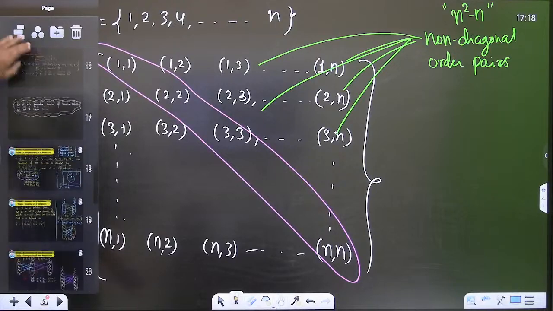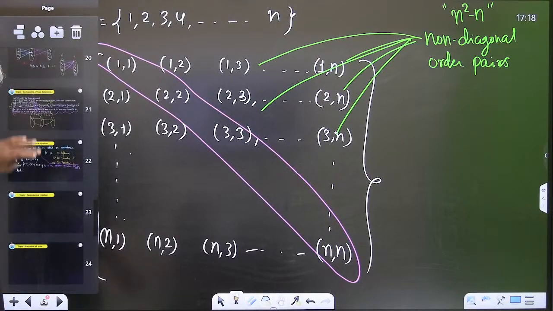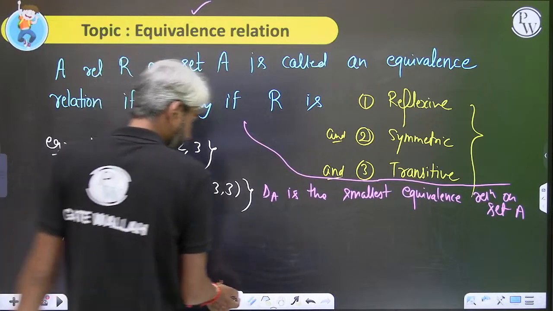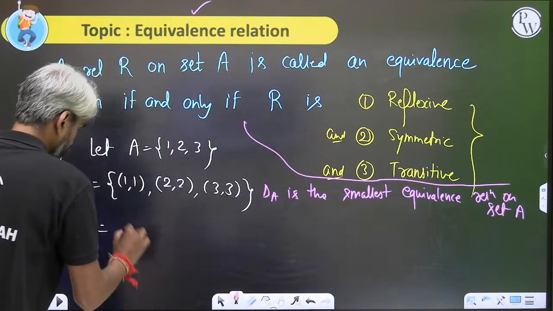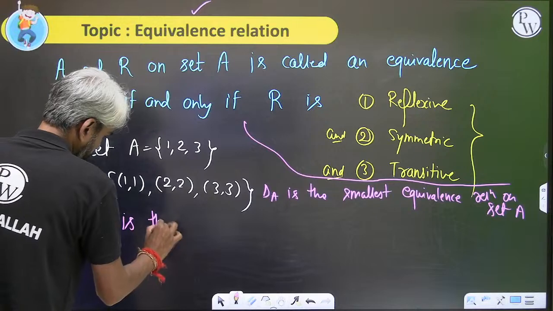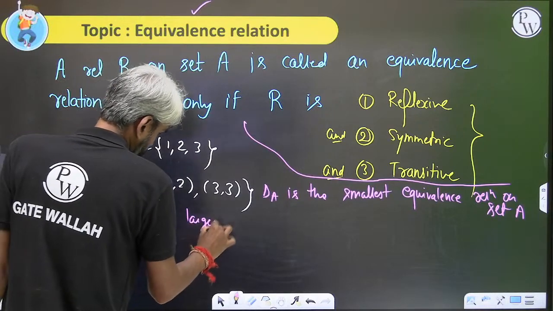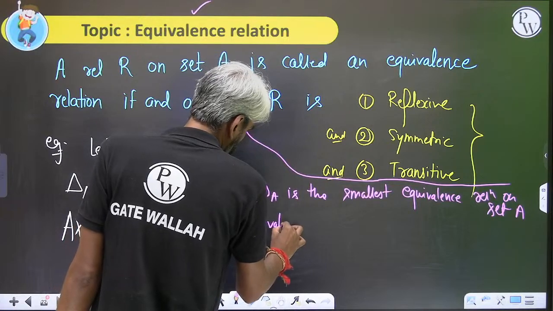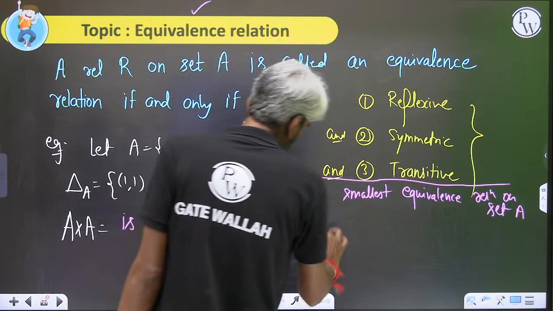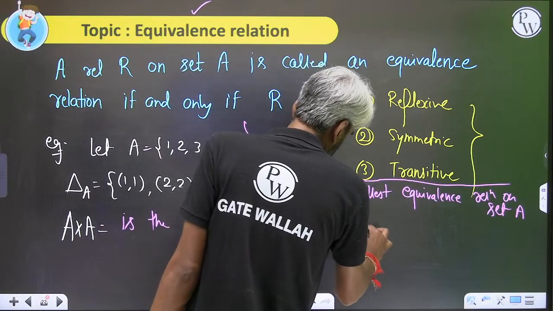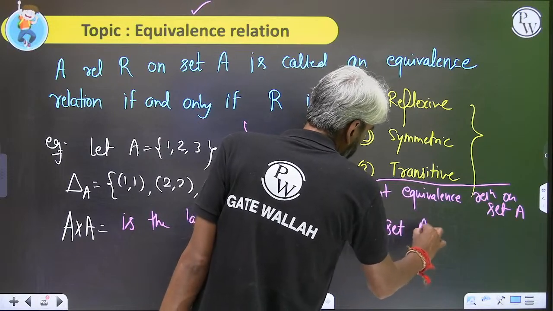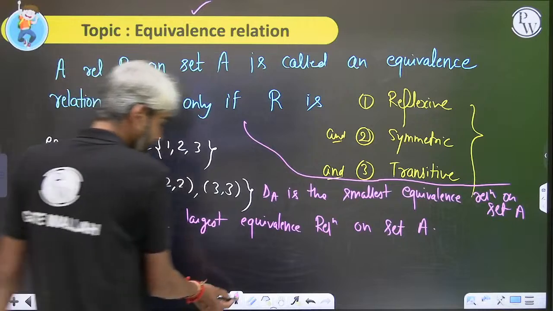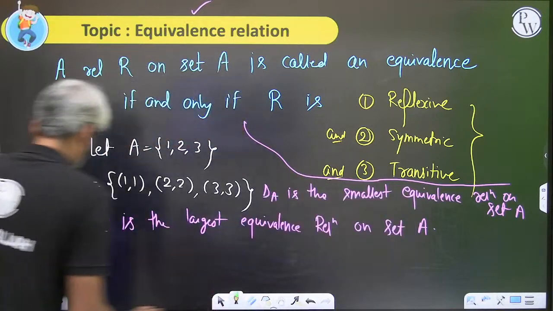So can I say that A cross A is the largest equivalence relation on set A? Now your question may be, sir, is it the case that these are the only two equivalence relations on a set? No, sir, it's not. There may be others.